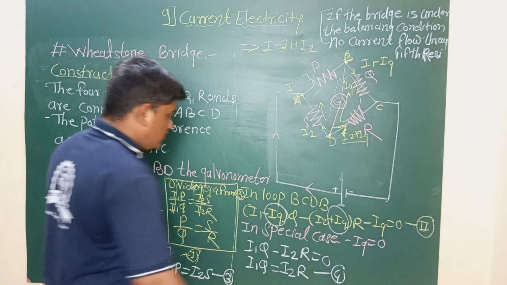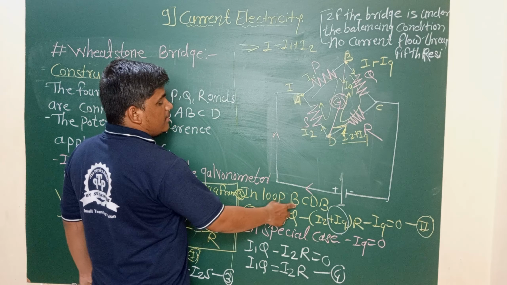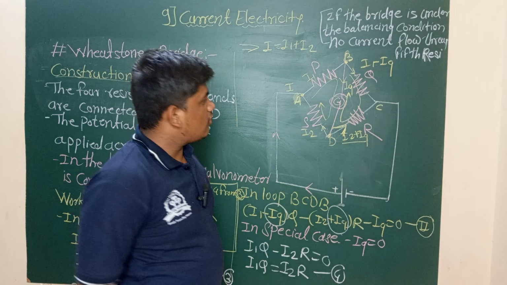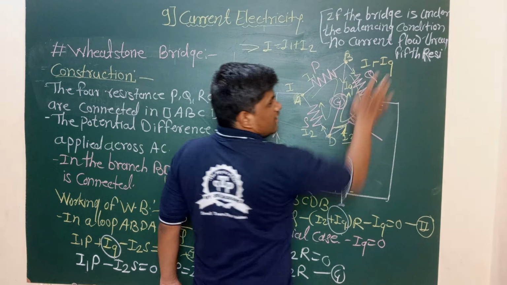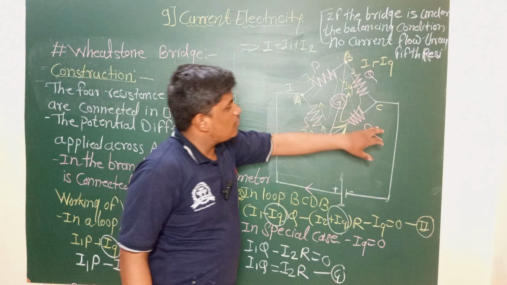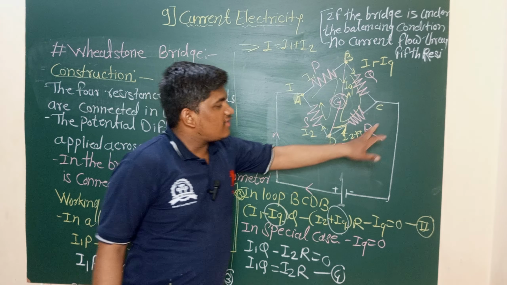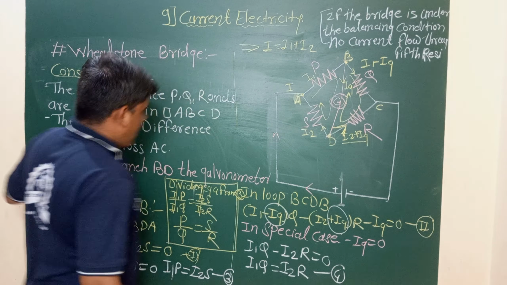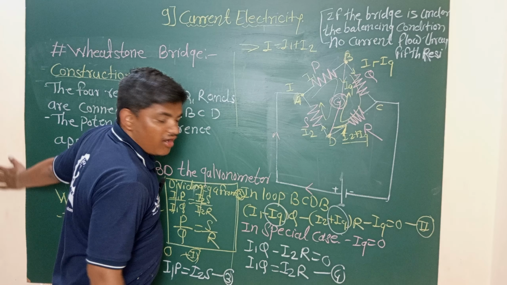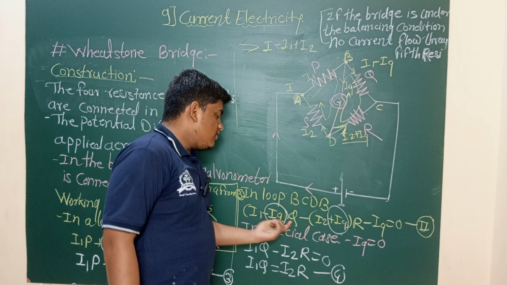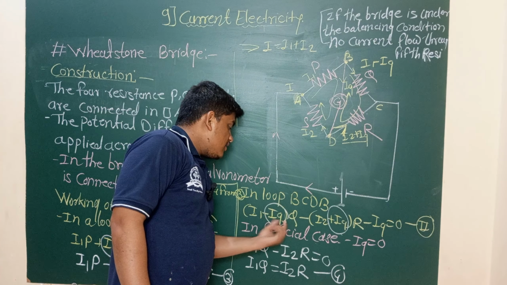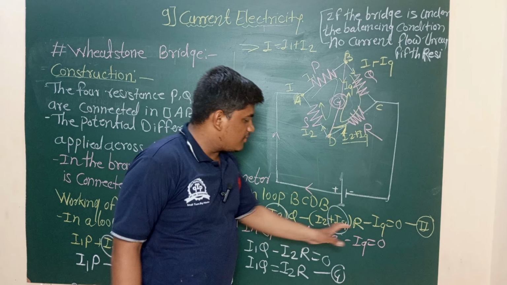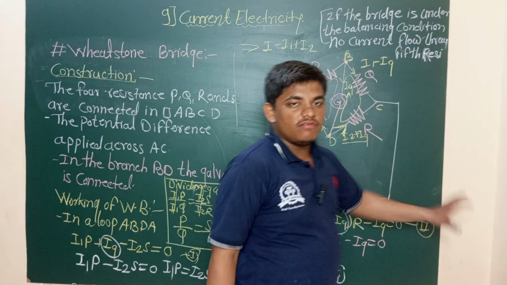And the second equation comes from the loop BCDB, with its direction as shown. The I1 minus Ig amount of current is flowing through the resistance Q, and I2 plus Ig amount of current is flowing through the resistance R. According to Kirchhoff's second law, I1 minus Ig into Q, plus I2 plus Ig into R, minus Ig into G must be equal to 0.